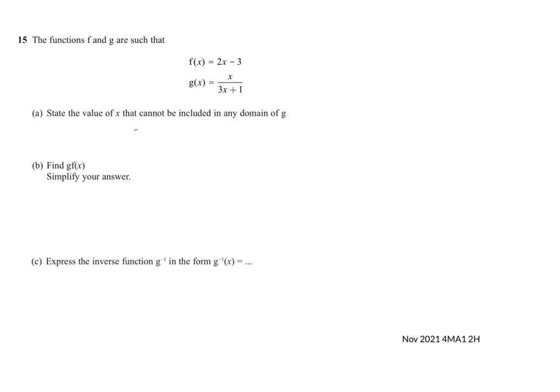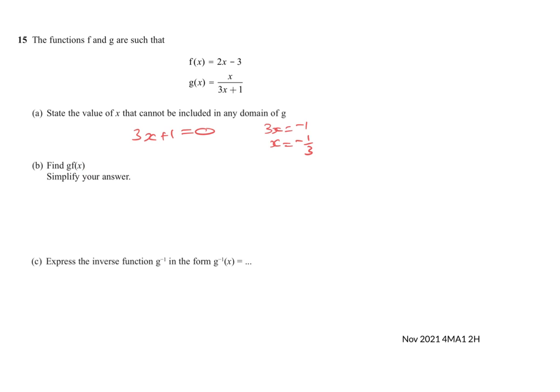We take the denominator, which is 3x plus 1. We put it equal to 0. And then if we solve that, we would say that 3x equals minus 1. X would be minus 1 over 3. And if you look at it, if x was minus 1/3, then the denominator here would be equal to 0. You cannot divide by 0. So that is the value that we cannot have. So that would be the exclusion. So x equals minus 1/3. That's our solution.